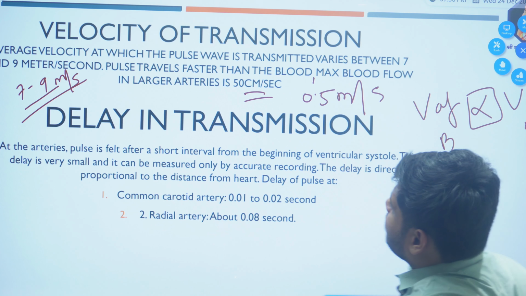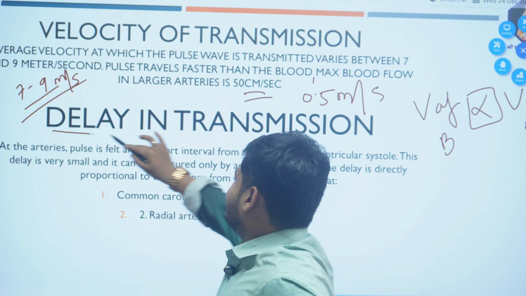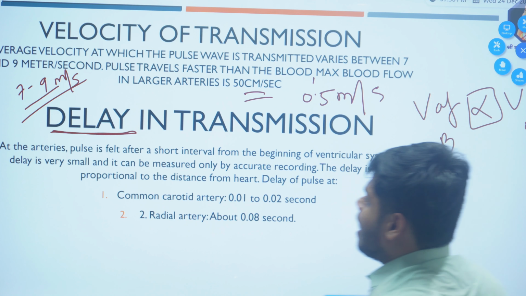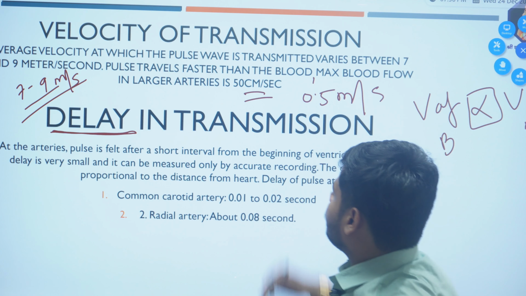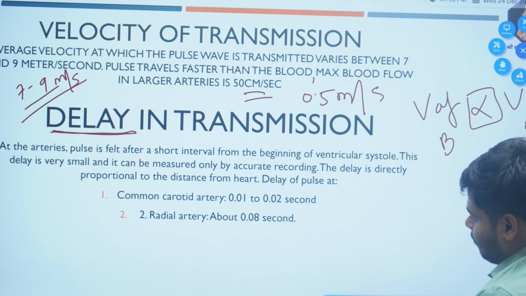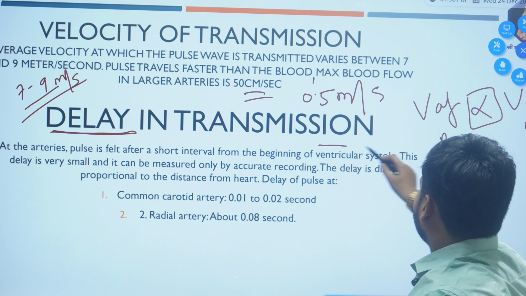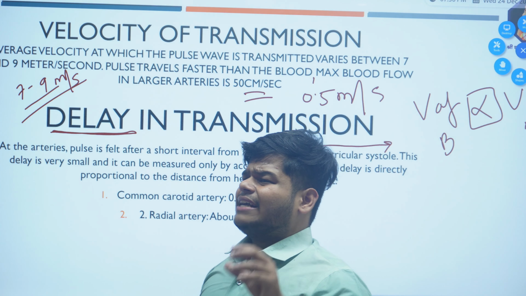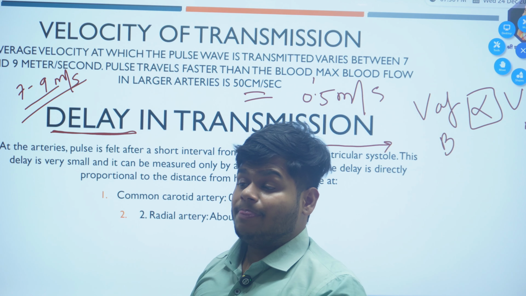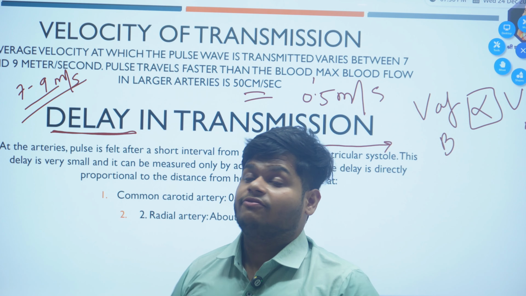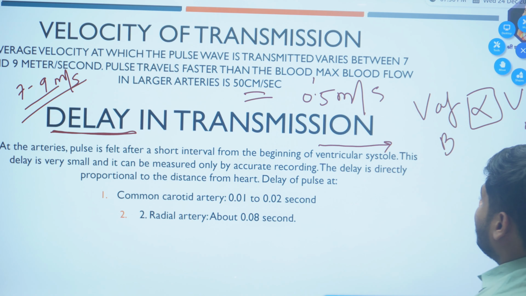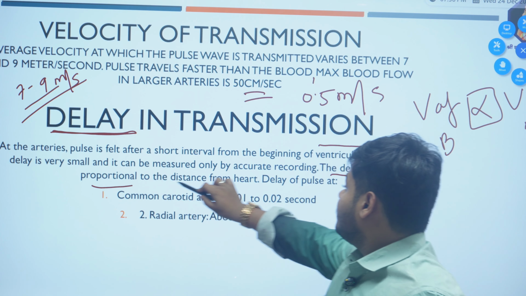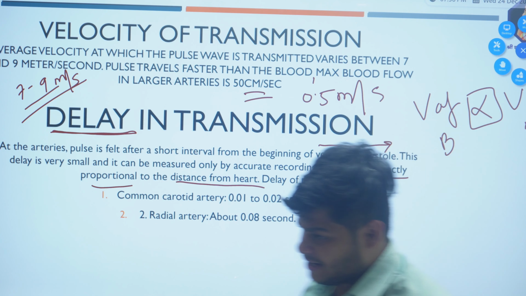Now, delay in the transmission. What do you understand by delay? Delay means late, right? Late in transmission, late in traveling. At the arteries, the pulse is felt after a short interval from the beginning of ventricular systole. When the ventricles contract, after that there is some short interval, and then the pulse is felt, right? The delay is directly proportional to the distance from the heart, right?